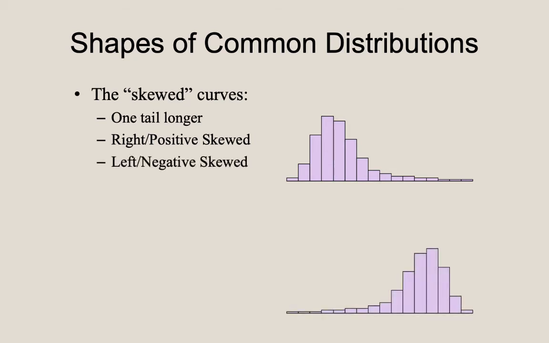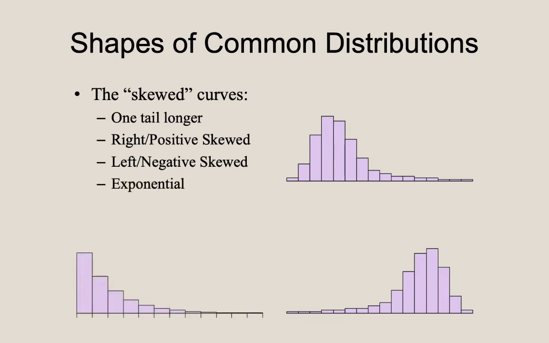Comparably, we could have a left-tailed or negatively skewed distribution. Here the tail is going off to the left. We note that for a left-tailed distribution, most of the values are near the top end of the range. Correspondingly for right-tailed distributions, most of the values are near the bottom end of the range.